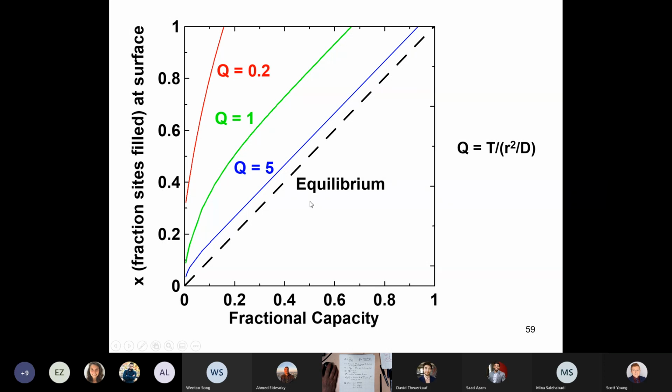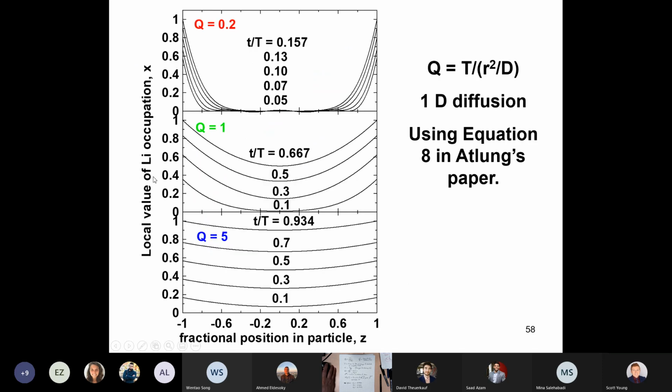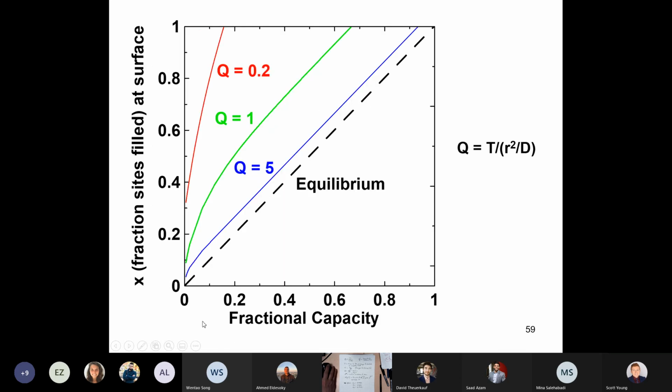Okay, so then, what do we have here? Here we're plotting the fraction of the sites filled at the surface. So what that is, is the surface concentration that you see here as a function of the fractional capacity that we had obtained.